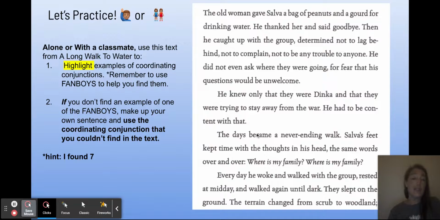So for example, I'm going to give you a hint. There is no word "yet" in here. So what you could do is make a sentence with the word "yet." You could get bonus points for making it related to what you're reading about. That would be ideal. Another hint is that I found 7 coordinating conjunctions. I don't know if I was really good at finding them, but good luck, practice, and show me what you can do on this last page of the slide deck.